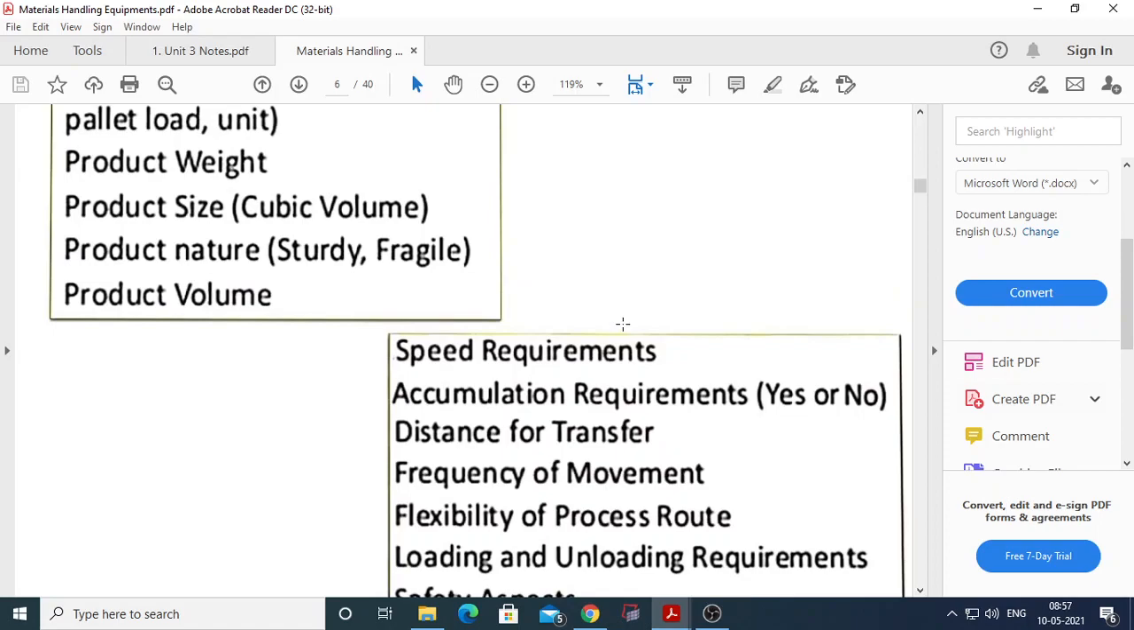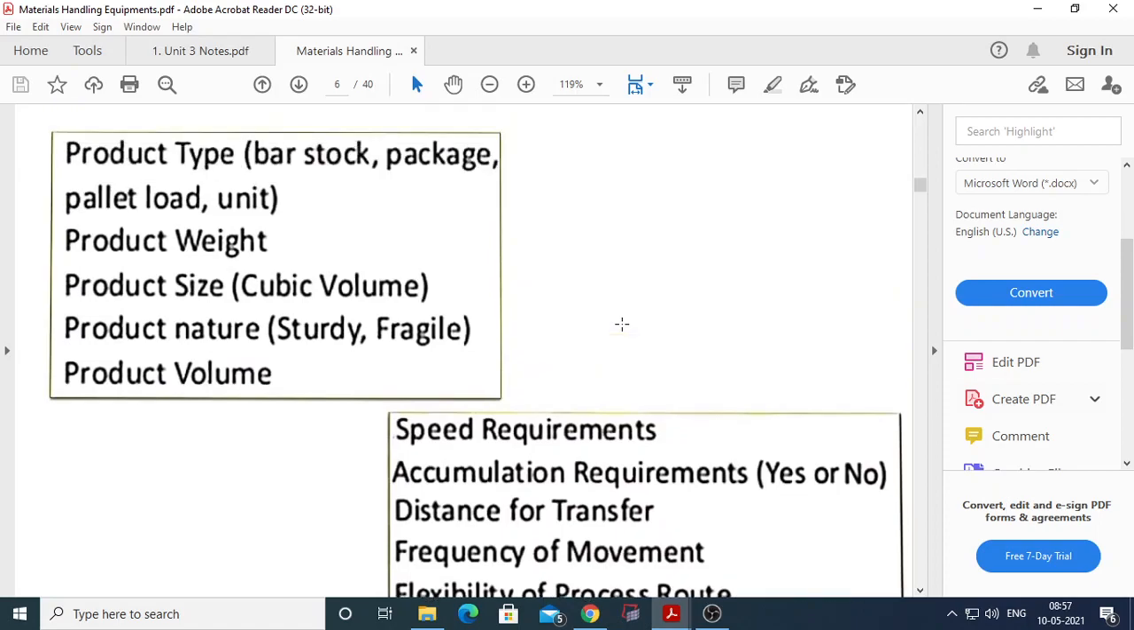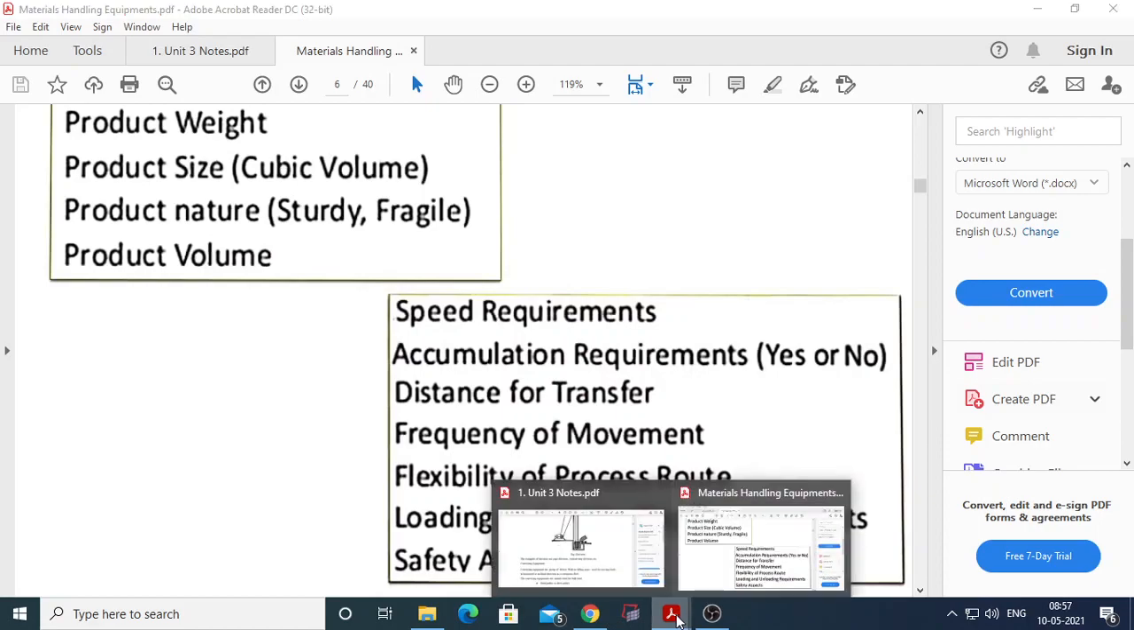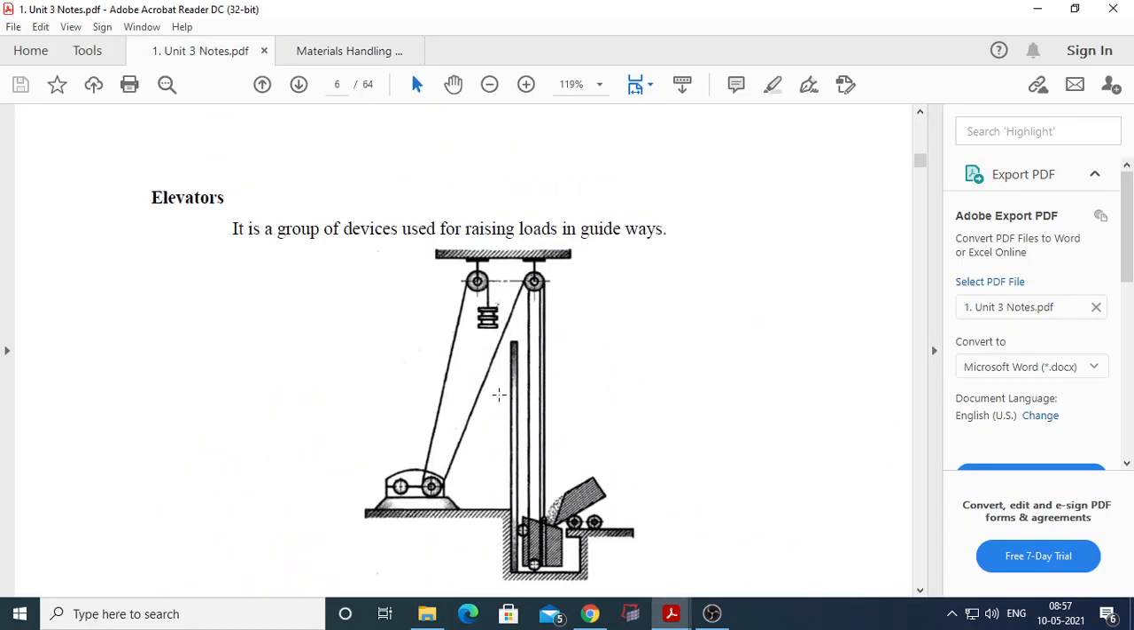We'll see the first important guideline: you have to check the direction of the load travel. In which direction is the load traveling?